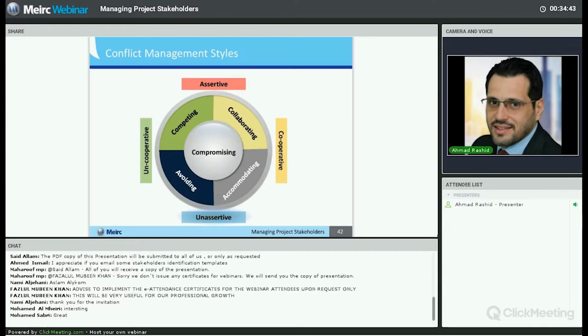When you are competing or collaborating, you are defending your rights. And you can see that competing and avoiding, you are being uncooperative because you are just concentrating on your interest and not the other stakeholders' interest.